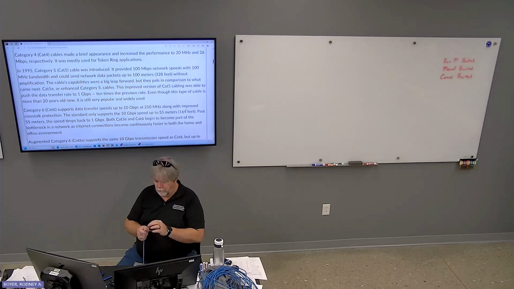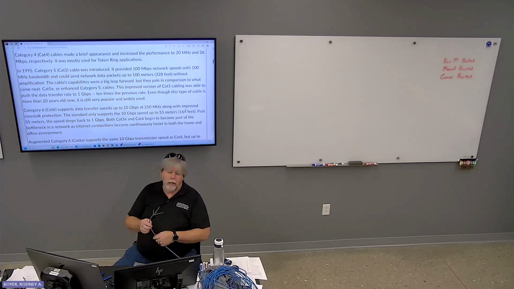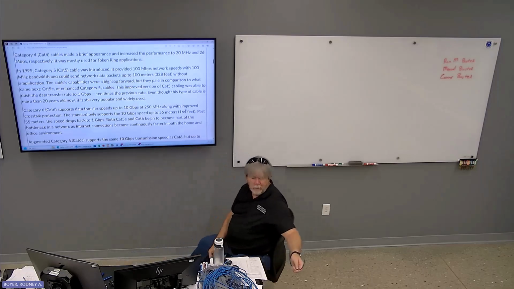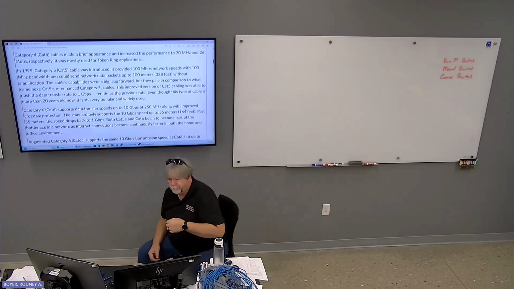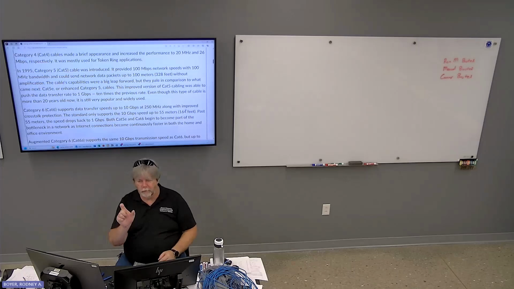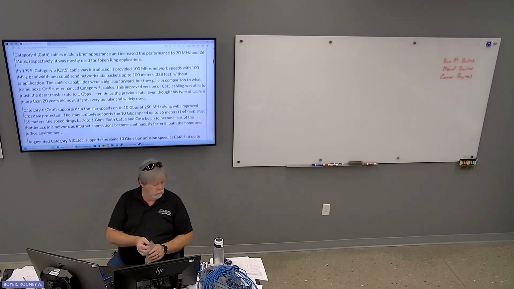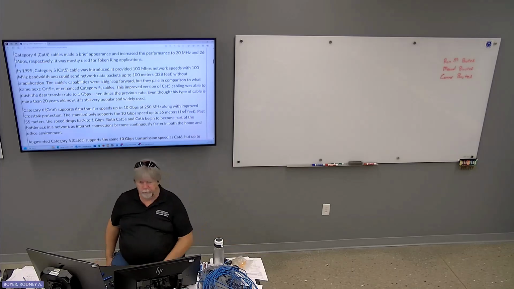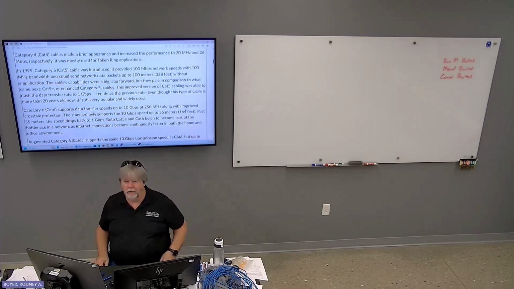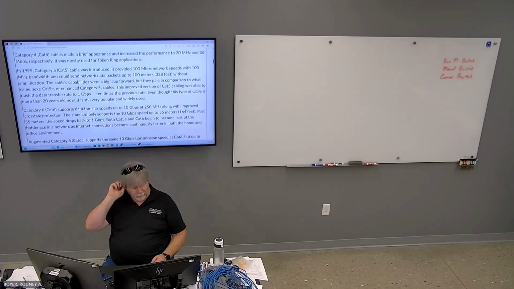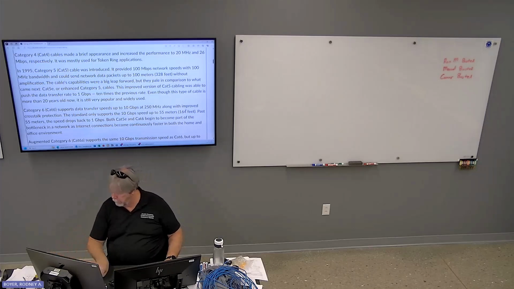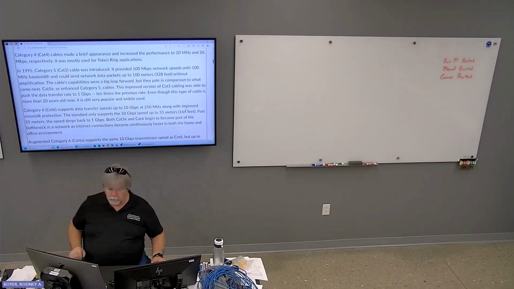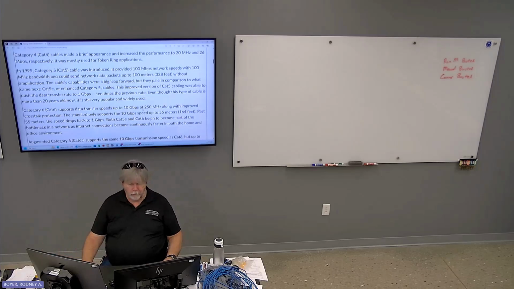You look at the individual pairs, you can see that they are twisted at different twists per inch. That helps eliminate crosstalk between the pairs. And this one is not shielded, right? No, it is unshielded cable, yeah.